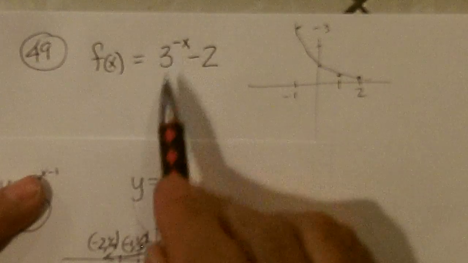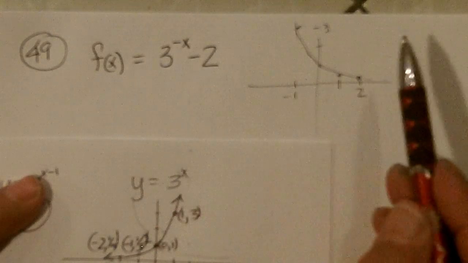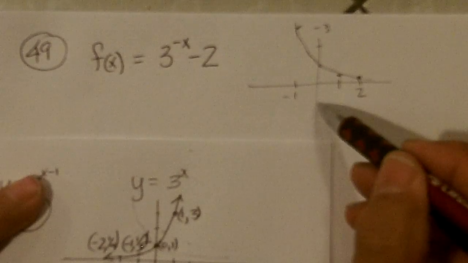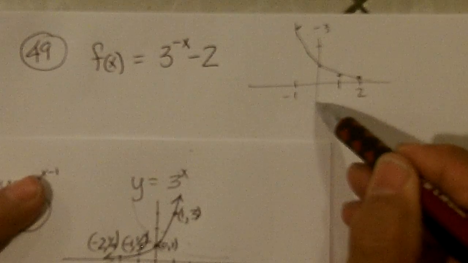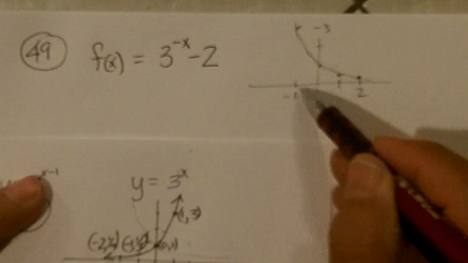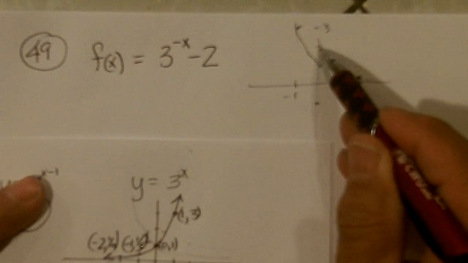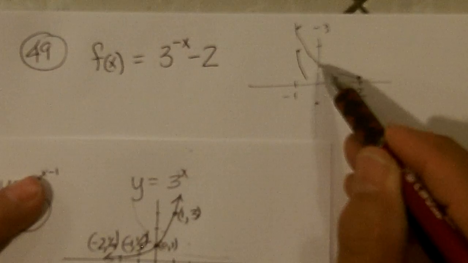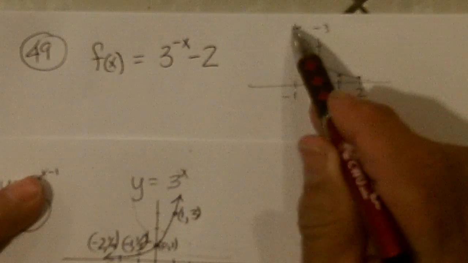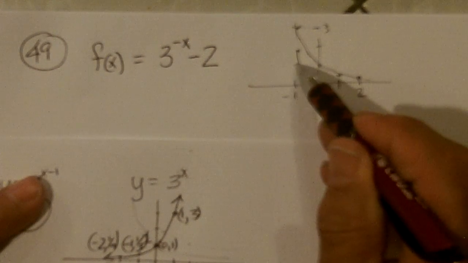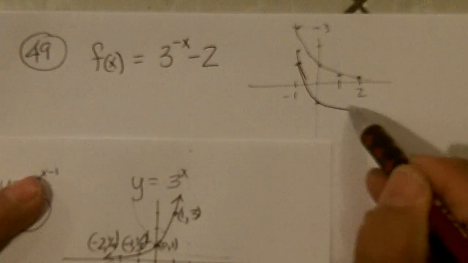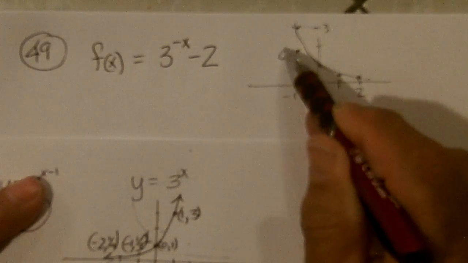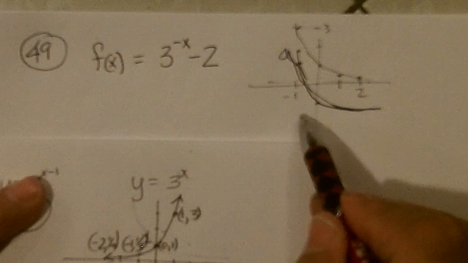So that takes care of the minus, and then the minus 2 moves that whole thing down 2. So that would go down to here, and from here it's up 1, 2 over 1, so it'd be right there. And the asymptote, instead of being there, it'd be down 2.